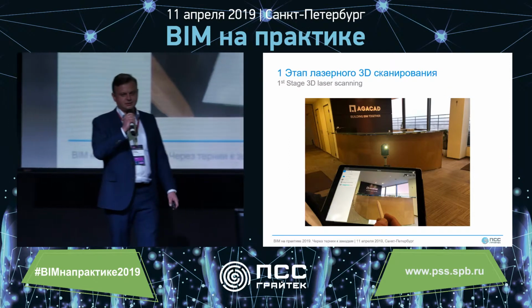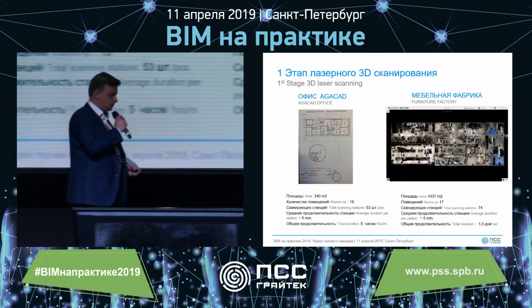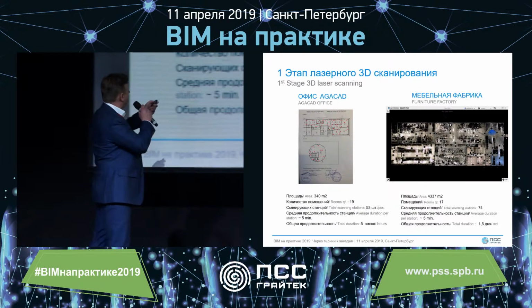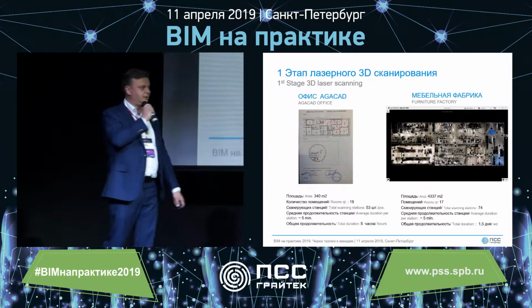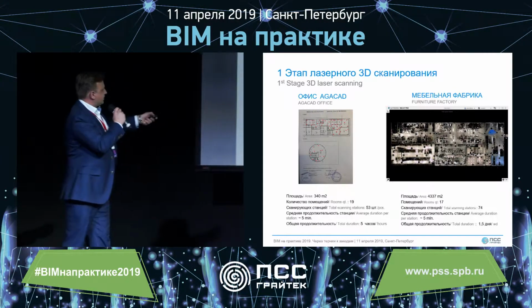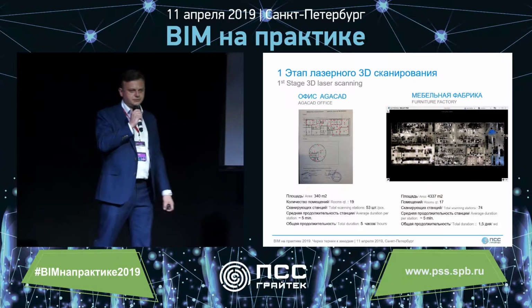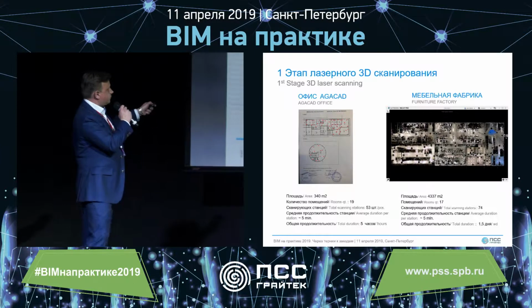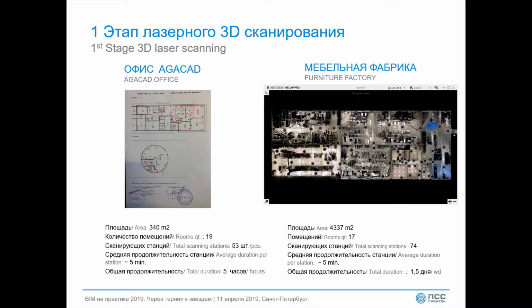So, the digital inventory process was split into 6 stages, and the first stage was 3D laser scanning. This is our office layout plan, red dots here and black dots there with the furniture factory. Our area is 340 square meters for the office plan. Furniture factory more than 4,000 square meters. Each dot shows the location of a scanner. We had 53 stations in the office and 74 in the factory.